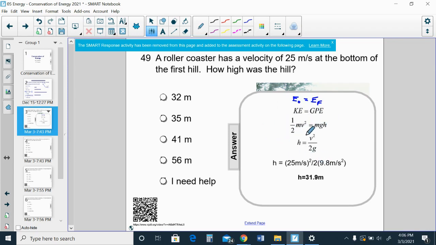solving for h. So divide by mg on both sides. Now you'll notice we have m here. We'll actually end up canceling out on both sides, mass, leaving gravity. So you end up with the height is equal to velocity squared divided by 2 times the gravity, or half times velocity squared over gravity, however you want to write it. So you sub in the numbers, and that gives you about 32 meters.